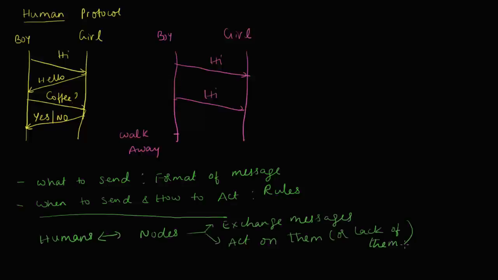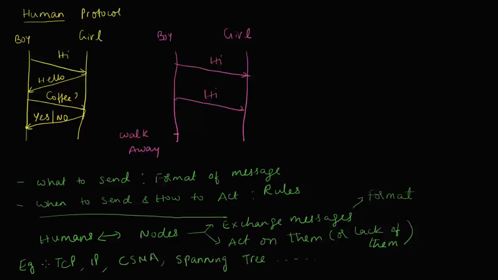So network protocols are very similar. All you're doing is replacing the humans with the nodes, and these nodes exchange messages. So you define a format of what are all the permittable messages that you can exchange. And then when you receive a message, you act on them. Even if you don't receive a message, you may act on them, like this guy where the boy walked away. In this case, you may time out and do something else.